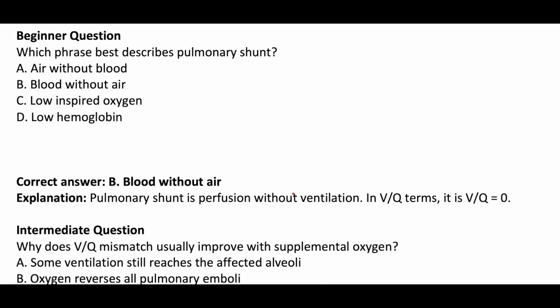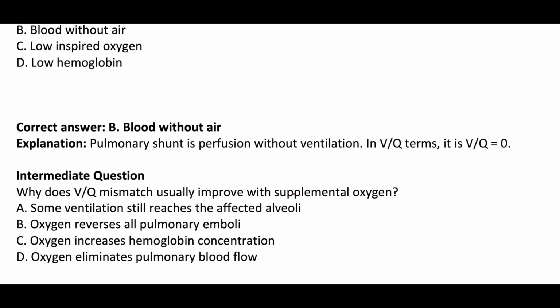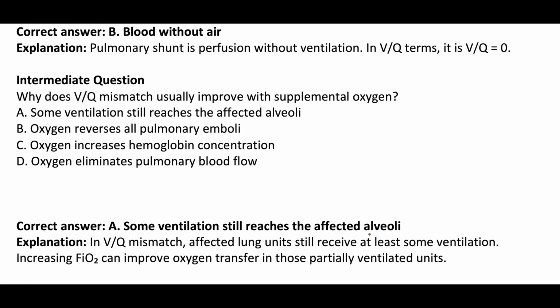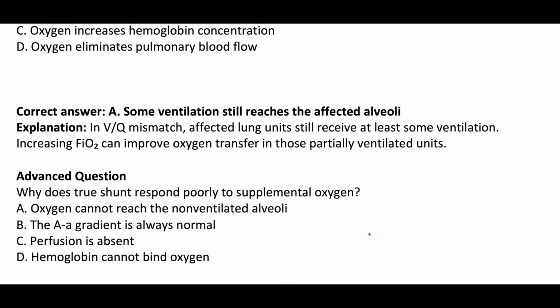All right, question number 2. Why does VQ mismatch usually improve with supplemental oxygen? A, some ventilation is still reaching the affected alveoli. B, oxygen reverses all pulmonary emboli. C, oxygen increases hemoglobin concentration. D, oxygen eliminates pulmonary blood flow. Pause if you need to. The correct answer is A, some ventilation is still reaching the affected alveoli. It's just mismatched. But if you increase the amount of FiO2, more oxygen will get into that partially ventilated alveoli and improve oxygen saturation.